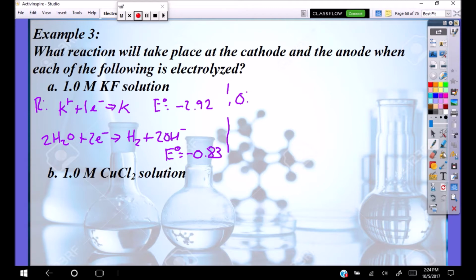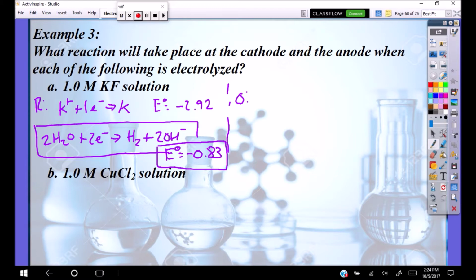Okay. So as with all reduction potentials, the one that is more positive is the one that's going to get reduced. We see that when we compare these values, water is more positive. Therefore, for A, this is the reduction reaction that will happen. Water will be reduced at the cathode. So for A, I'm going to write just H2O reduced at the cathode to save time.